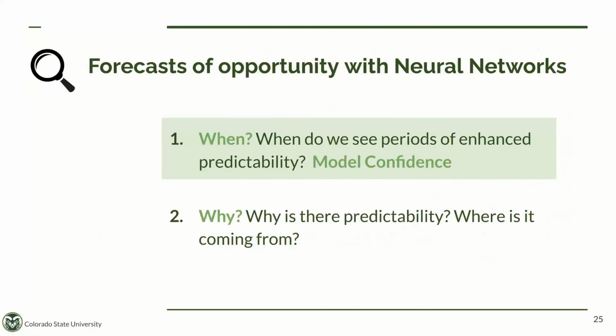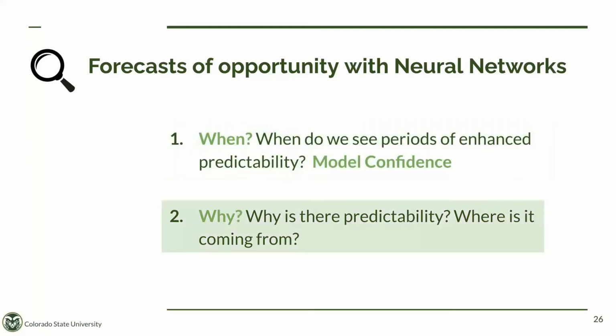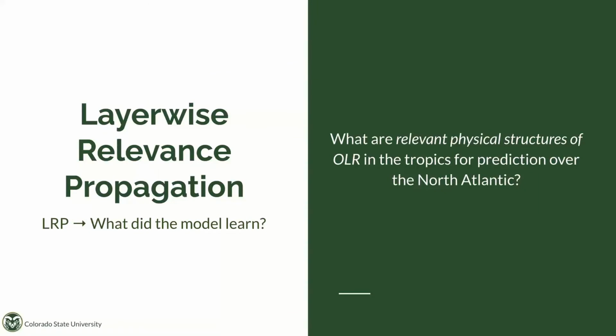So when do we see periods of enhanced predictability? We can use model confidence to identify this, or the softmax activation function. But why? Why is there predictability in the first place? And I think this is where the really interesting questions come in. To do this, we use Layerwise Relevance Propagation, or LRP, which basically asks the question, what did the model learn? So in our case, we're asking, what are the relevant physical structures of OLR, our input, in the tropics for prediction of the sign of the circulation over the North Atlantic 3 weeks later?